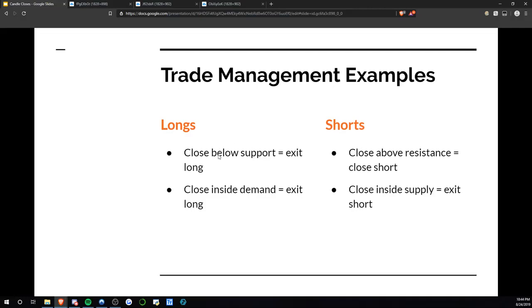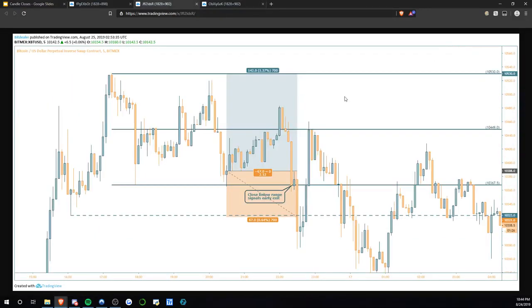But close below support, you want to exit your long. Close inside of your demand zone, you want to exit your long. So for shorts, close above resistance, you close your short. Close inside your supply zone, you want to exit your short. Pretty simple stuff. But here are just some examples.